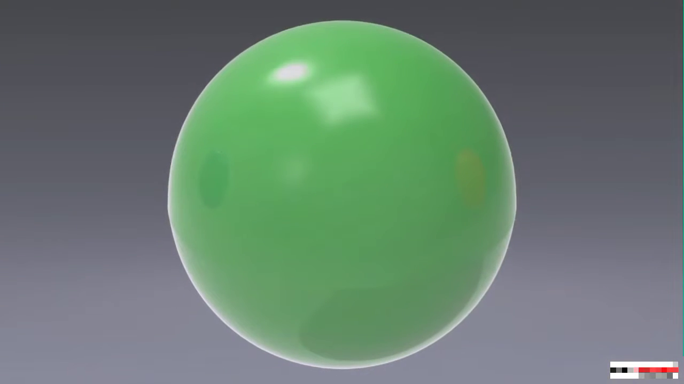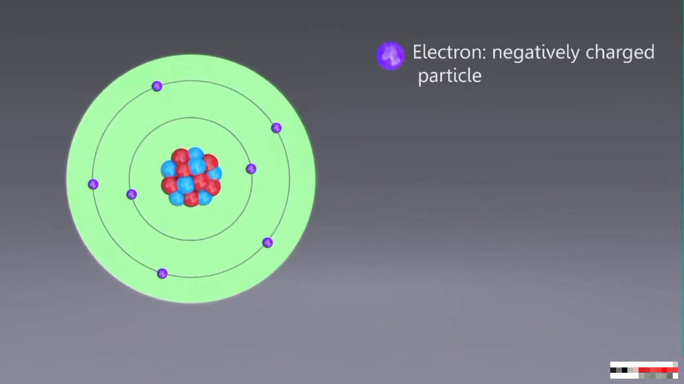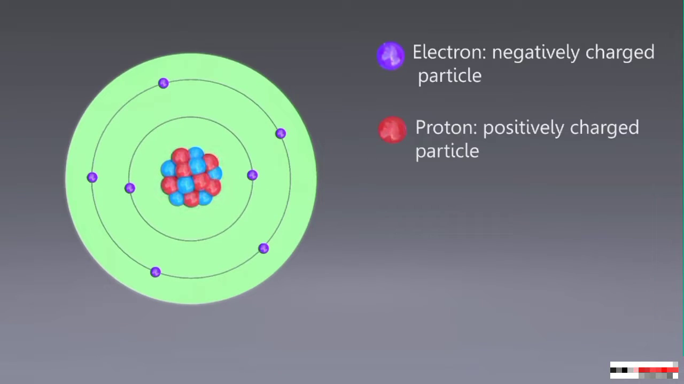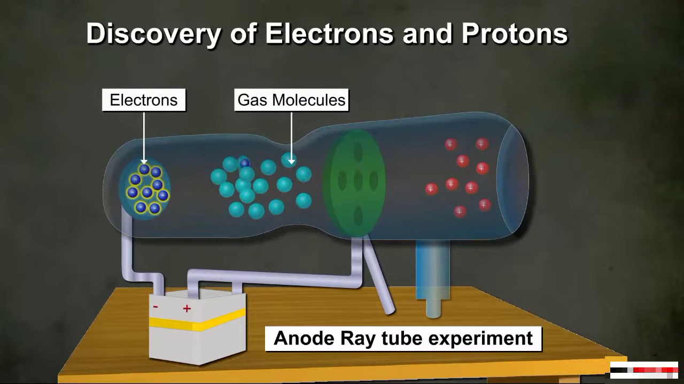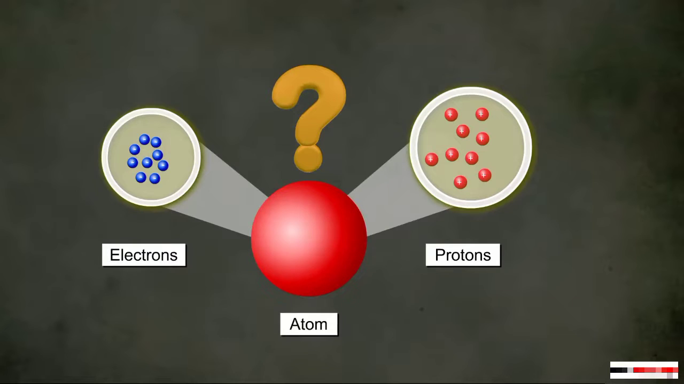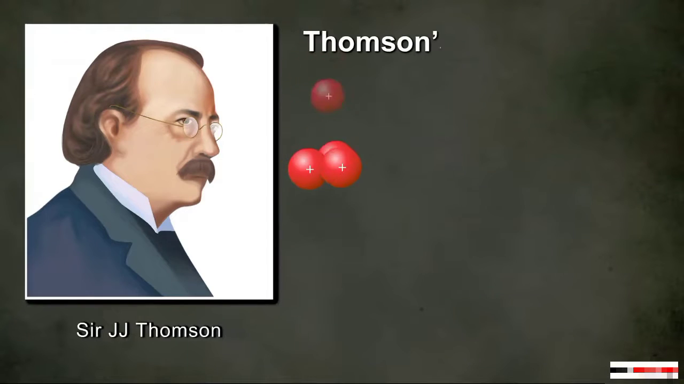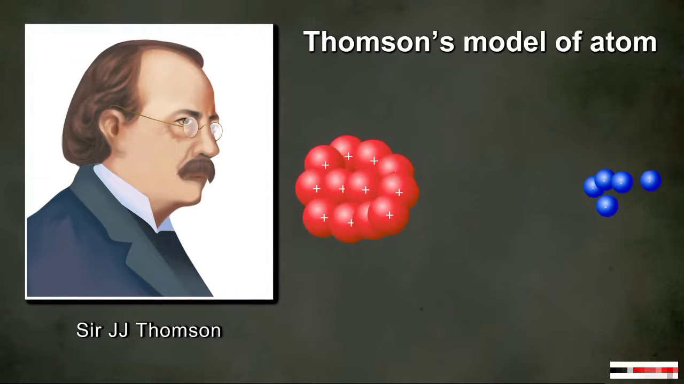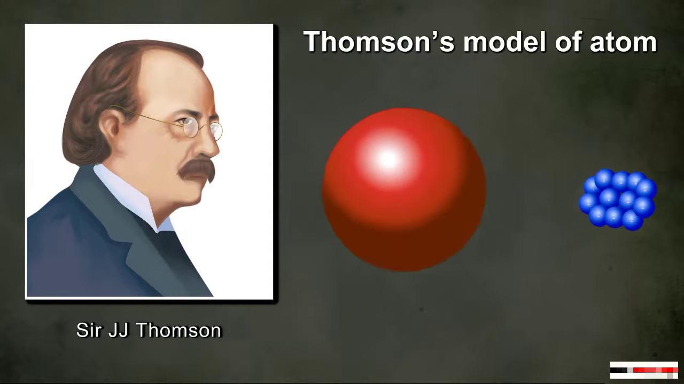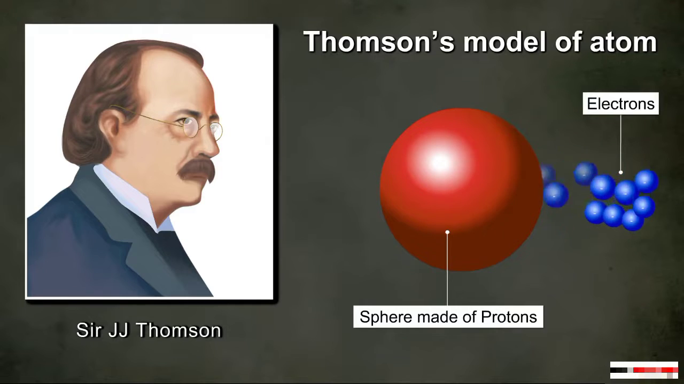So now we know that all atoms have two types of charged particles: electrons, the negatively charged particles, and protons, the positively charged particles. After the discovery of electrons and protons in an atom, the next challenge in front of scientists was to know about their arrangement inside the atom. Sir J.J. Thomson was the first scientist to provide the structure of an atom from inside. Thomson proposed that an atom consists of a positively charged sphere that is made up of protons. All electrons of the atom are embedded in this sphere.